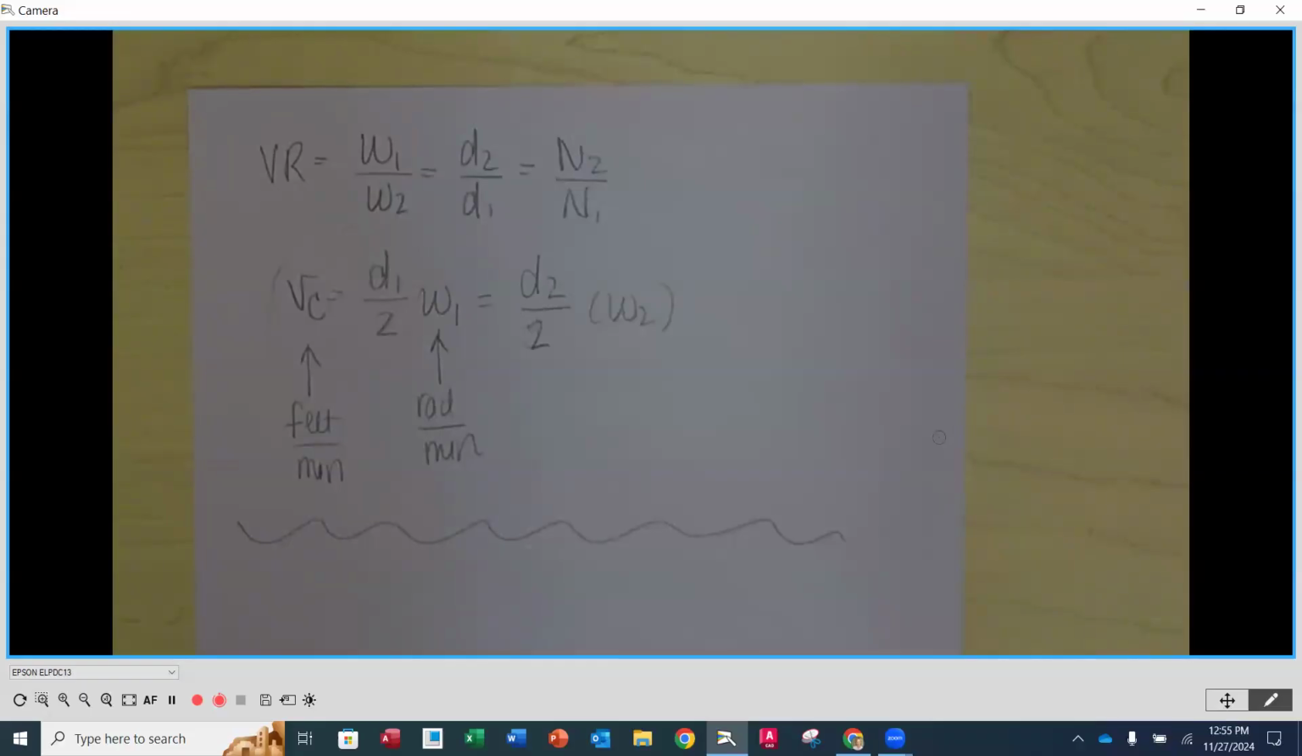Okay. Any questions on the equation sheet?